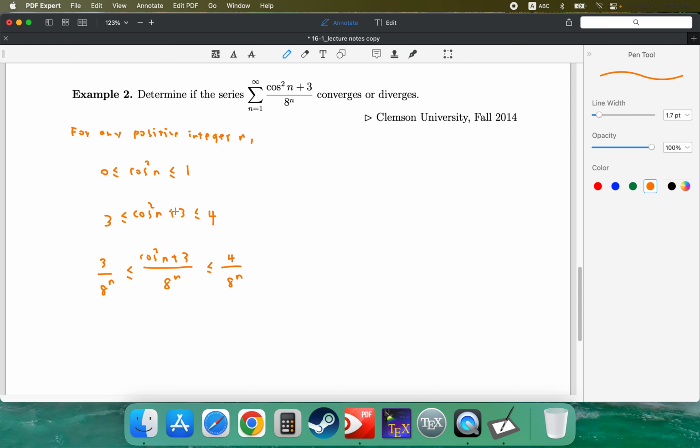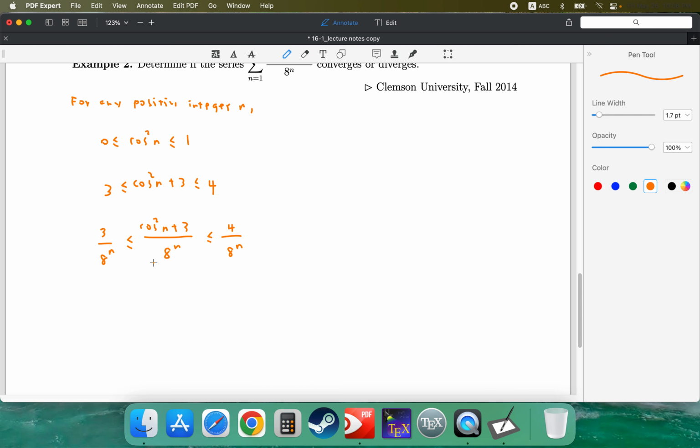Does that make sense? Because cosine is always between 0 and 1, that's why we have this inequality automatically. Now it looks like we have 3 series right now. This is the series from the problem, and these 2 are the series for my upper bound and lower bound.